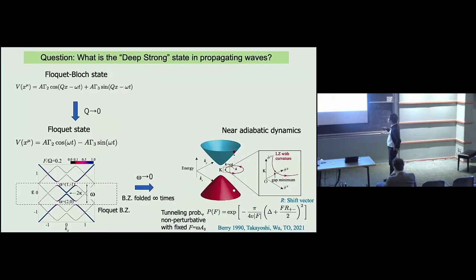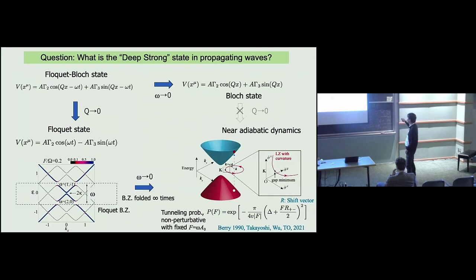You also notice that if we first take the omega zero limit, we will reduce to the Bloch state, so we only have a spatial modulation. But then actually, from that limit, we cannot go to this time-dependent state. So there's some singularity between the Bloch state and this adiabatic dynamics.